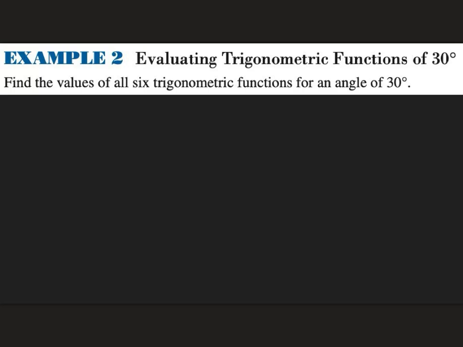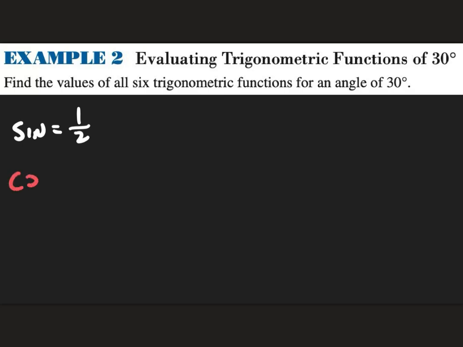Okay, so now let's evaluate the trig functions of a 30-degree angle. We're going to start with the sine. The word is sine. It's the opposite over the hypotenuse, which is 1 over 2. If you look at the triangles from above that we looked at, I'm sorry, I forgot to put the angle in there.